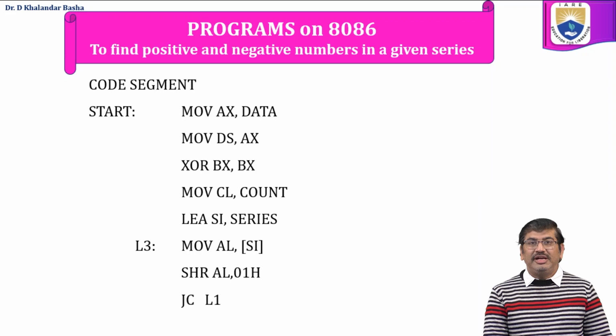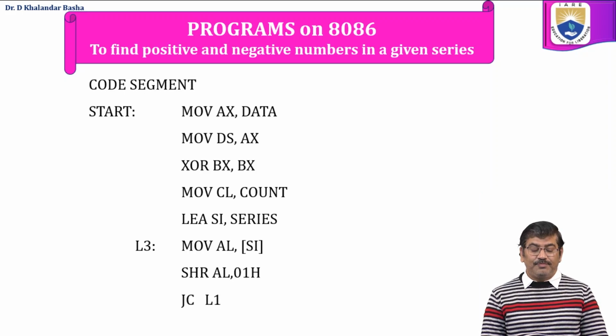As it is immediate data, we can't load it directly into the data segment register. So first we have to load it into the AX register. From the AX register, we load it into the corresponding segment register. As it is the data segment register, the AX contents, which are loaded with the address of the data segment, will be moved to the data segment register.